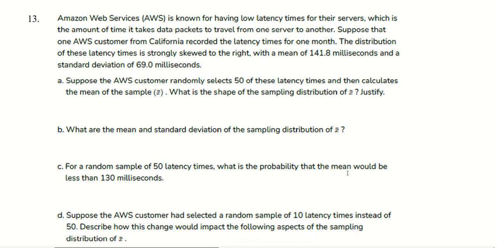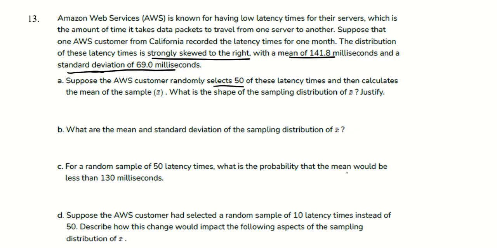All right, so number 13. Amazon Web Services is known for having low latency times for their servers, which is the amount of time it takes data packets to travel from one server to another. Suppose that one AWS customer from California recorded the latency times for 1 month. The distribution of these latency times is strongly skewed to the right, with a mean of 141.8 and a standard deviation of 69.0 milliseconds. Suppose AWS randomly selects 50 of these latency times and then calculates the mean of the sample, x bar. What is the shape of the distribution?